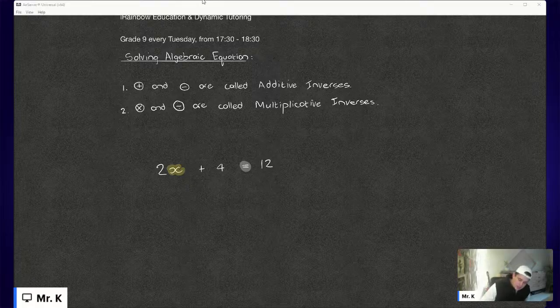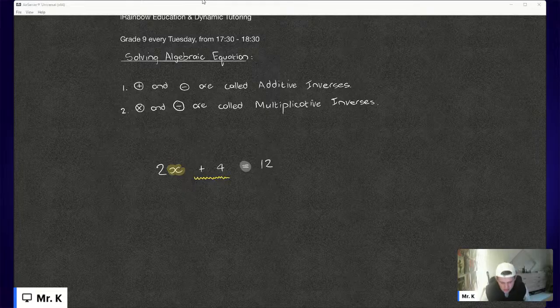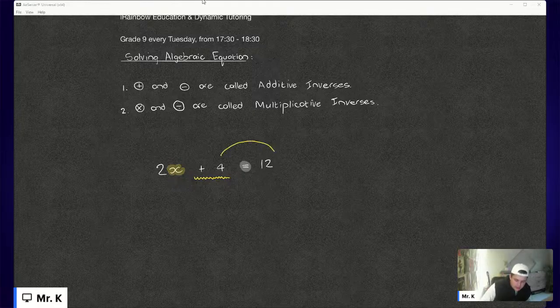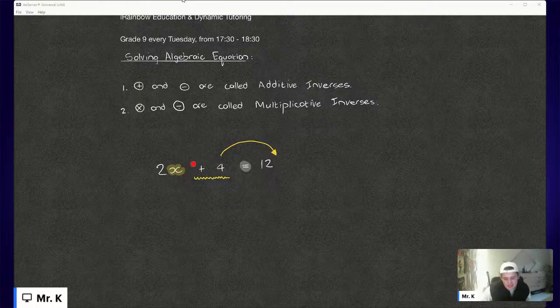So that would tell me that I want to get rid of this plus 4 on the left-hand side of the equation because I want x on its own. So in order to do that, I have to move this plus 4 over to the other side of the equation. Now, when we solve algebraic equations, this is where our additive and multiplicative inverses come into this discussion. If I want to get rid of the effect of this plus 4 on the left-hand side, what would I need to do? Well, I would need to subtract 4 on the left-hand side.